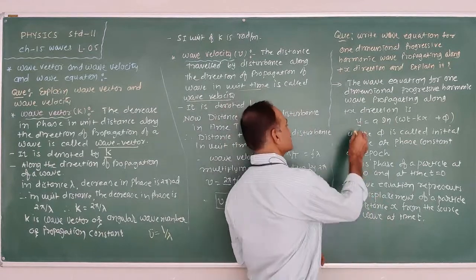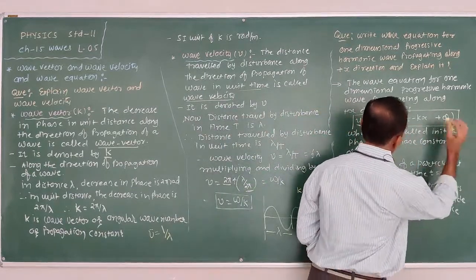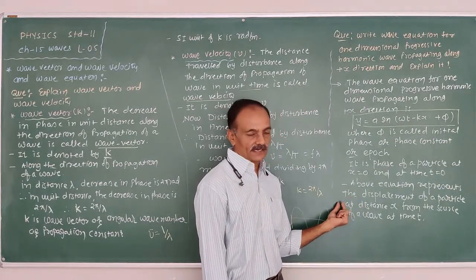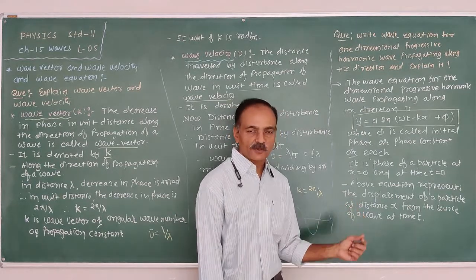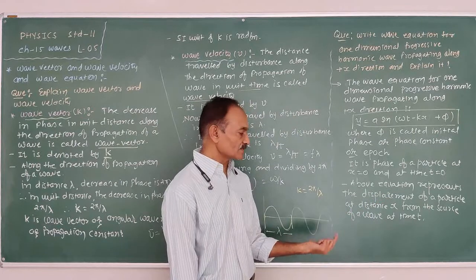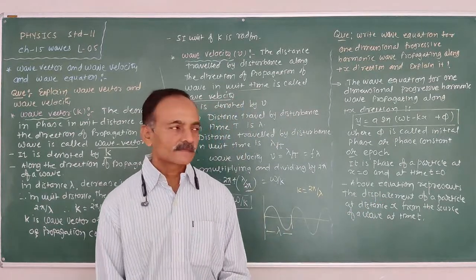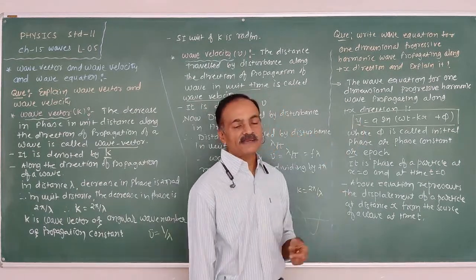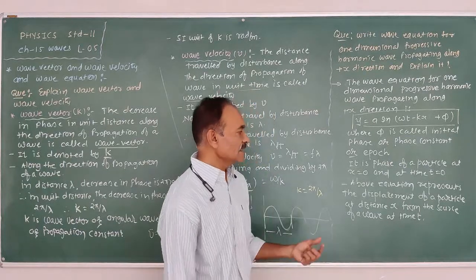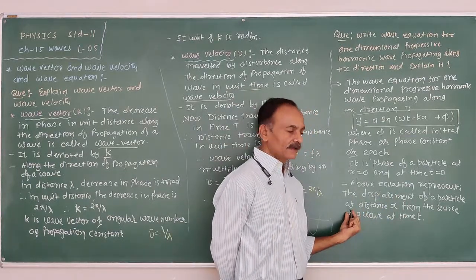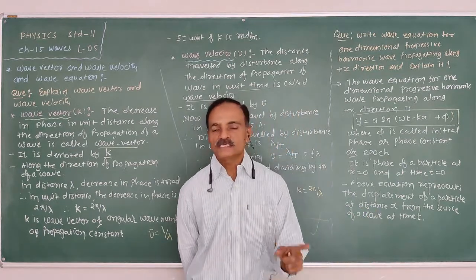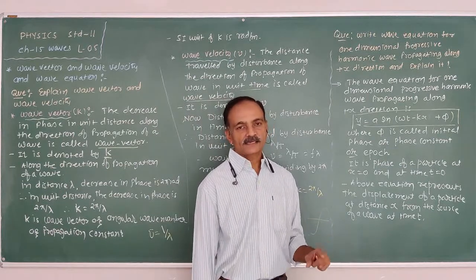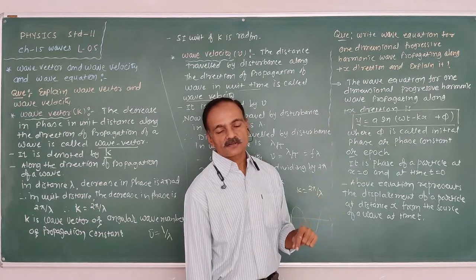The above equation y is equal to a sin(omega t minus kx plus phi) represents the displacement of a particle at distance x from the origin of a wave, or the source of a wave, at time t. Actually, this equation represents the displacement of a particle at distance x from the origin of a wave and also at time t. Clear? Okay. Now we also discuss the other terms.